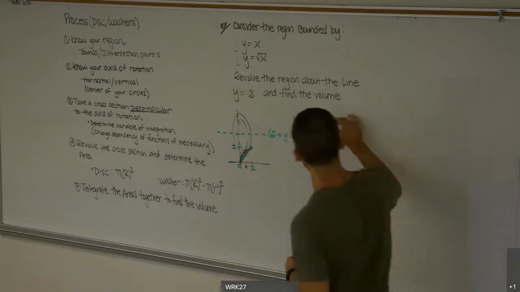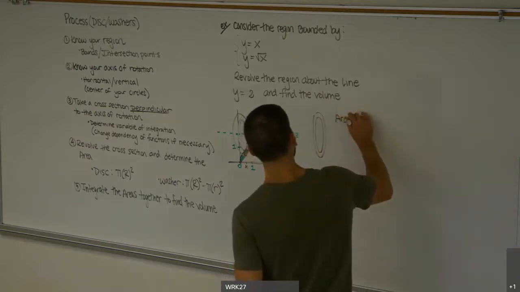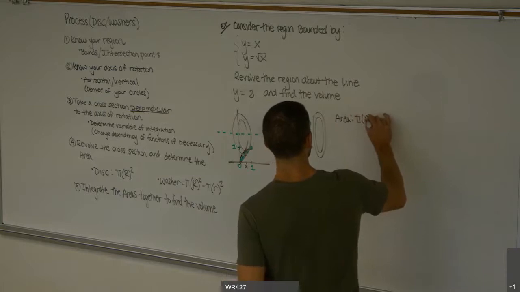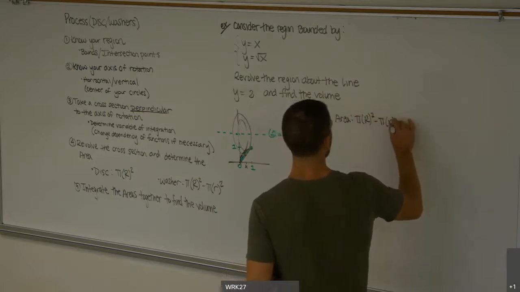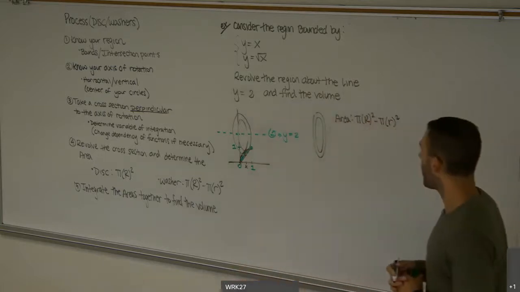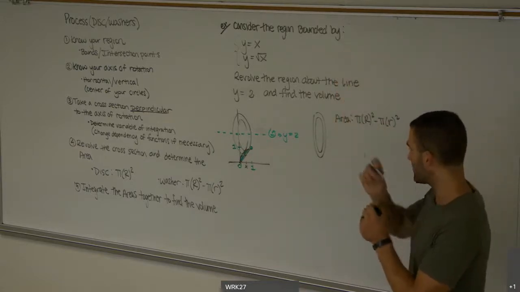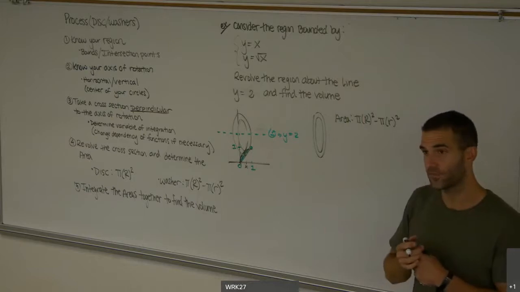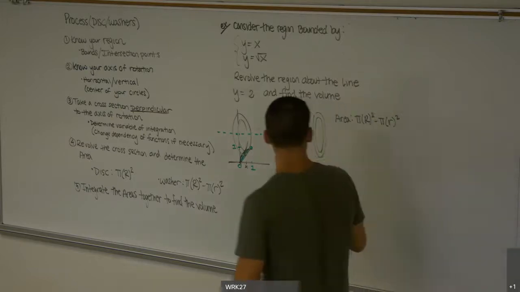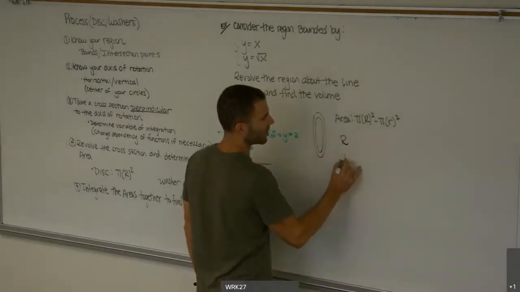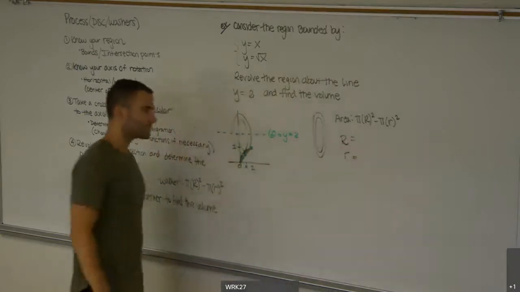What is the area? Well, the area of a washer, again, is the area of the large circle minus the area of the small circle, where big R represents the distance from the center to the outer edge, and little r the distance from the center to the inner edge, the circle that needs to be removed. And so now we need to figure out what big R and little r are.